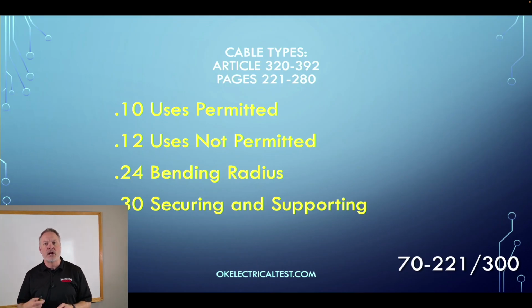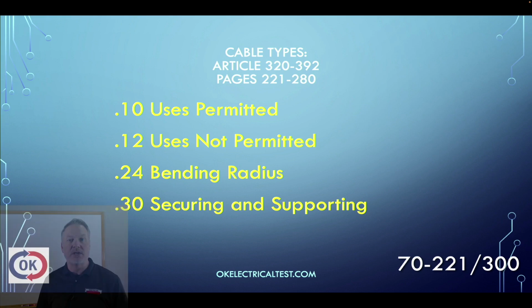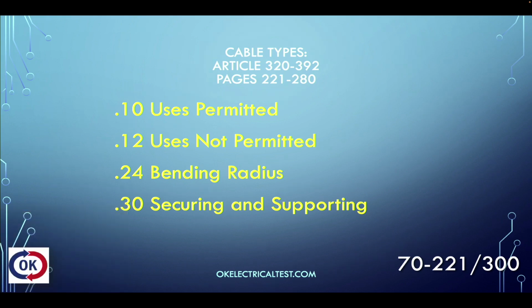And so again, that parallel numbering system that we're talking about, that we're going to follow here through these articles. Dot 10 is going to be when we can use something. Dot 12 is going to be when we can't use something. Dot 24 is how much we can bend it. And then dot 30 is going to be our securing and supporting. So in this section of the code where we start to get into AC cable, FC cable, FCC cable, they all follow that same parallel numbering system. Watch out for that as we're going through here.